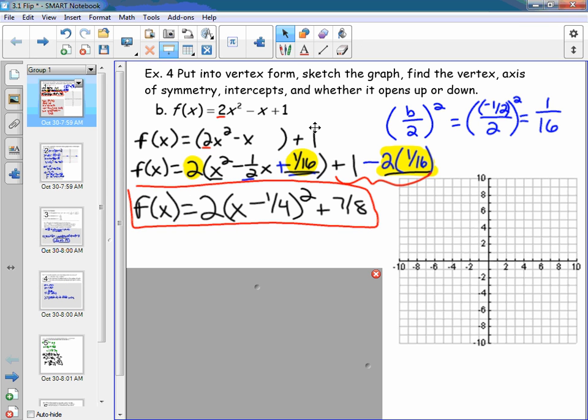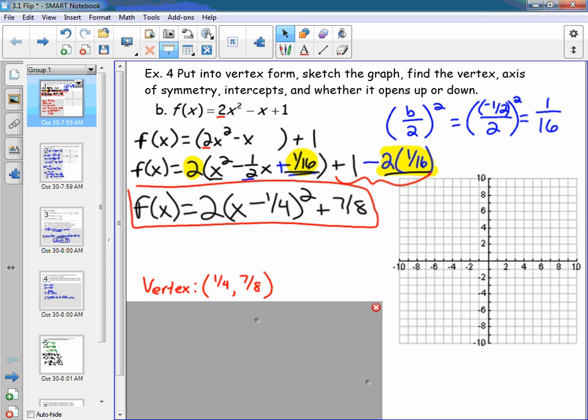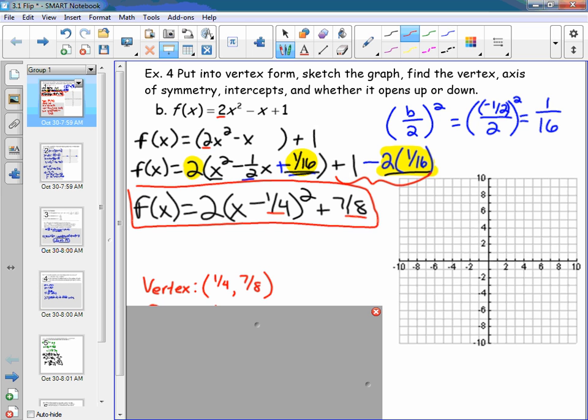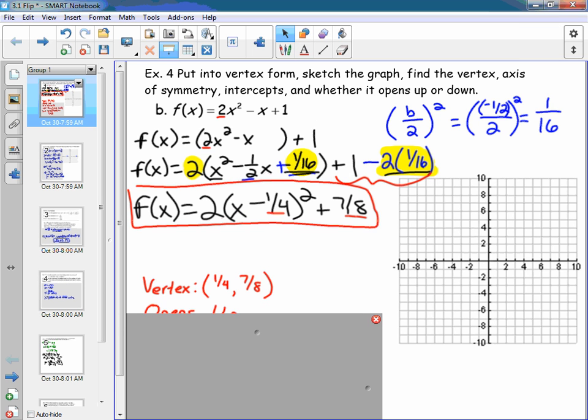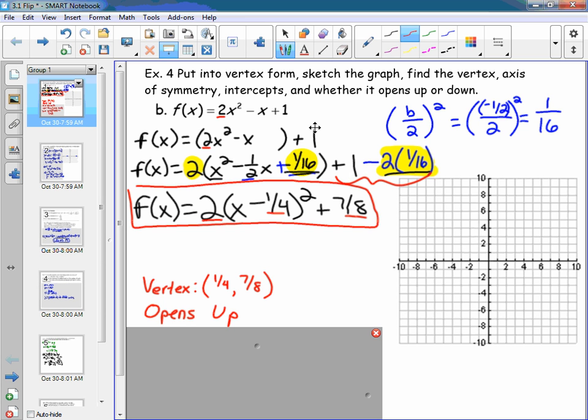Now what we need to do is extract as much information as possible here. All right, so as far as the vertex is concerned, that should be pretty straightforward. It would be 1/4 and 7/8. We get that from here and here. This quadratic would open up. The quadratic opens up because our value of a is 2. All right, and if a is positive, the quadratic will open up, meaning it will have a minimum.